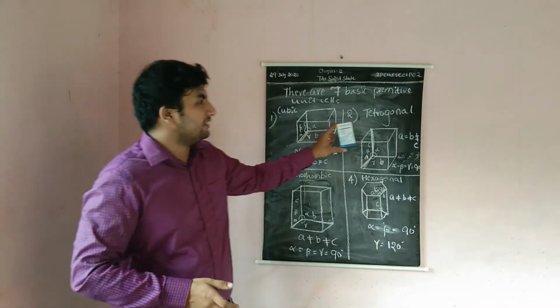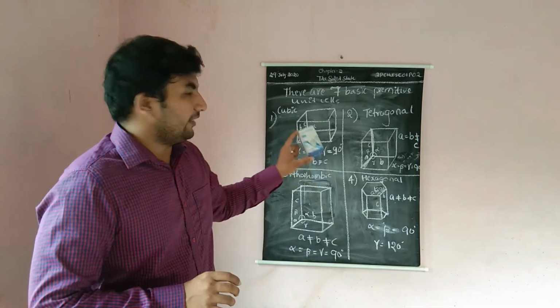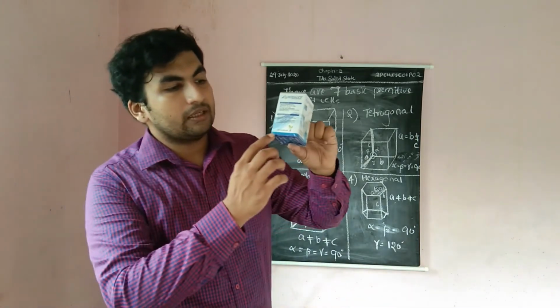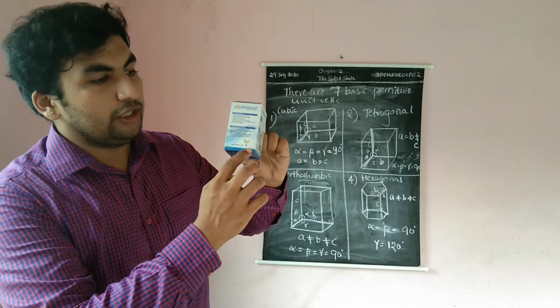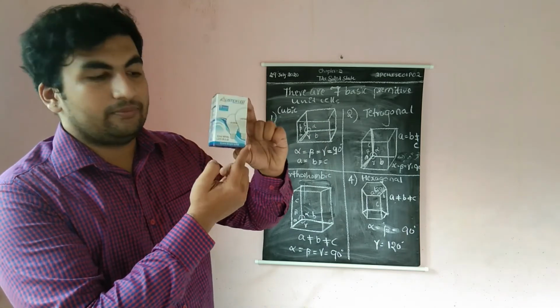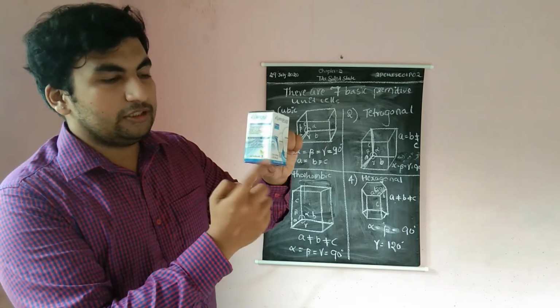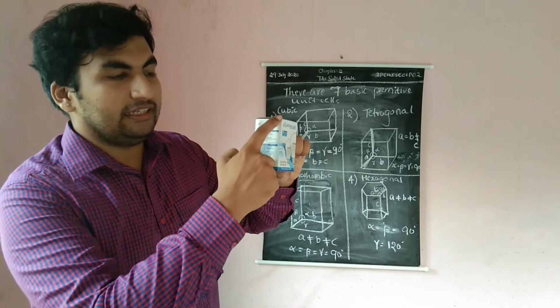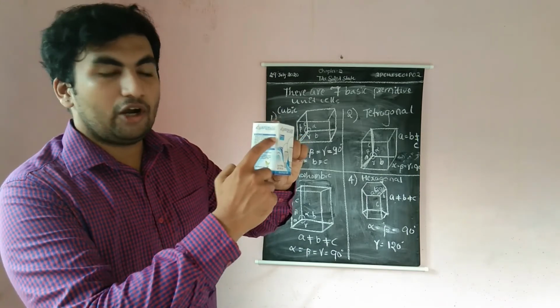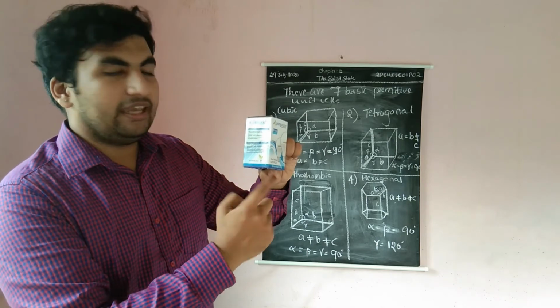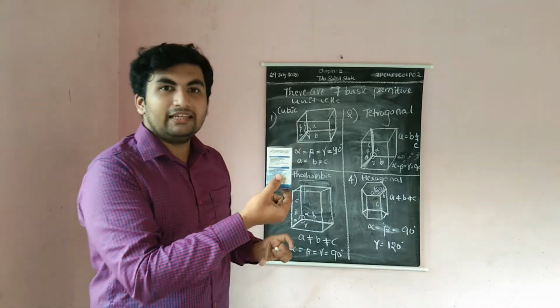This is the example for tetragonal unit cell. See, this edge is equal to this edge, but these both are equal, the C edge is not equal to this A and B, but the angle is 90 degrees.